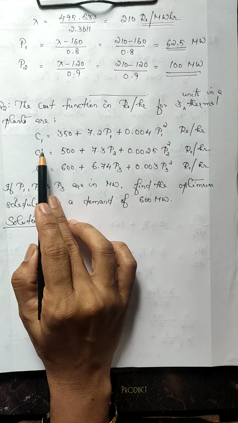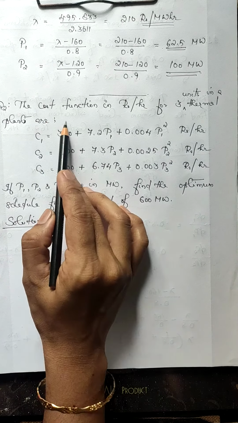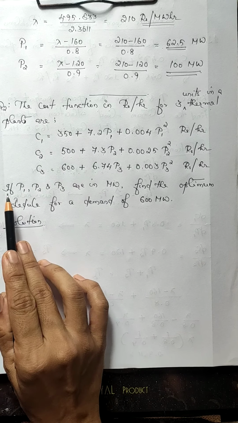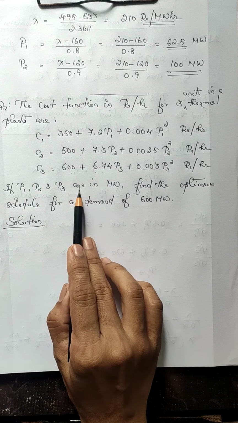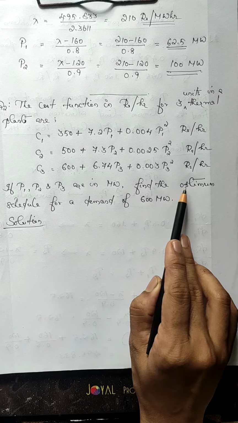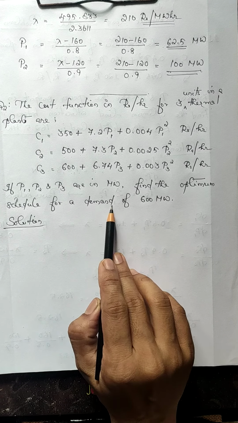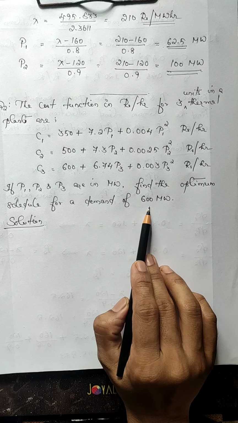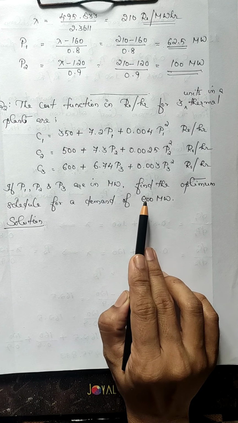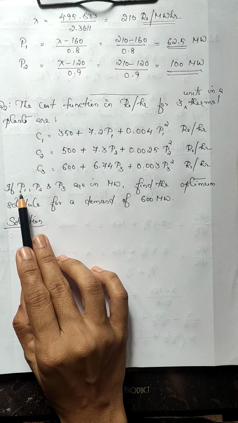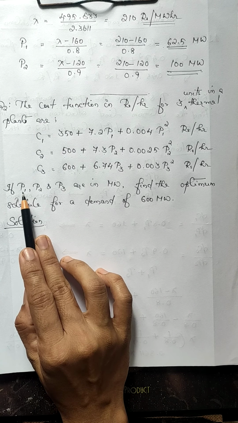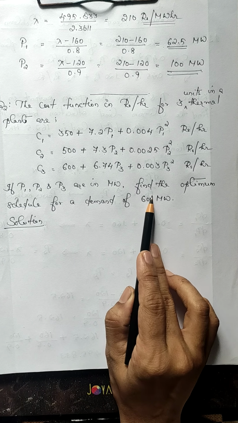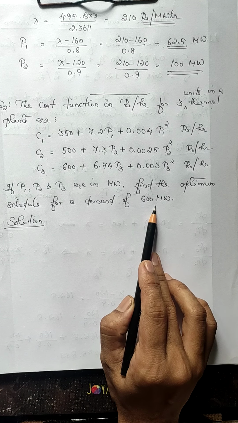So there are 3 generators in a thermal power plant, and the fuel cost of all the 3 units are given. P1, P2 and P3 are in megawatt. Find the optimum schedule for a demand of 600 megawatt. That is, if a total load demand of 600 megawatt is there in the power plant, find out the generation of each unit 1, 2 and 3. That is, the plant has to supply a power of 600 megawatt.